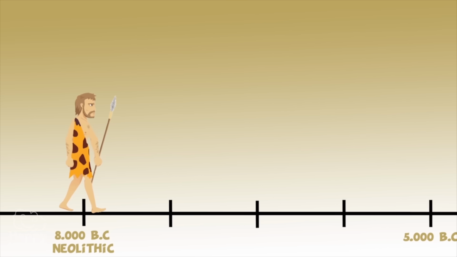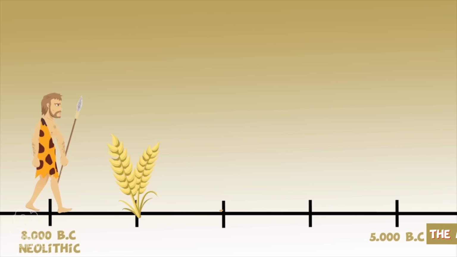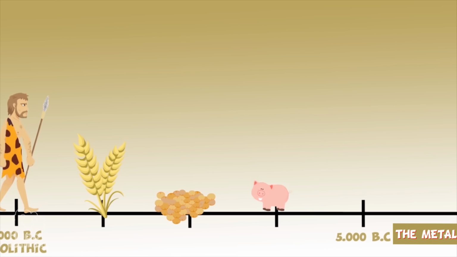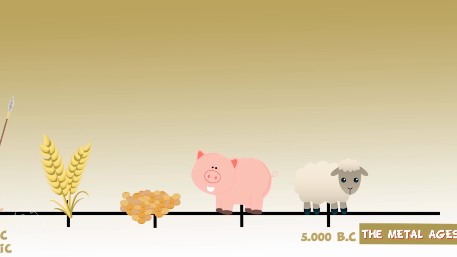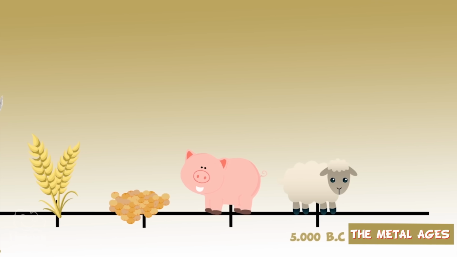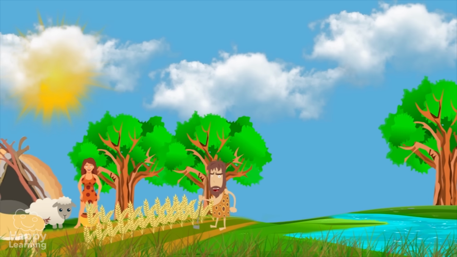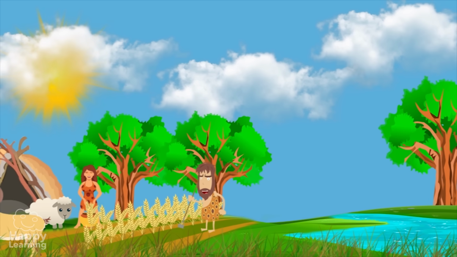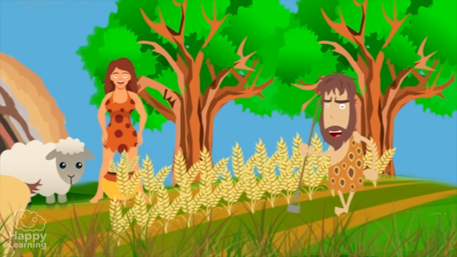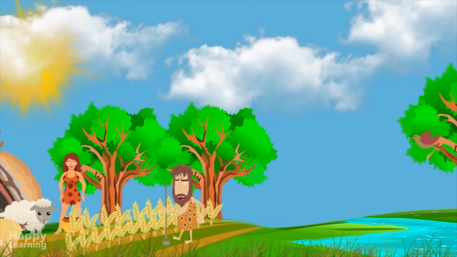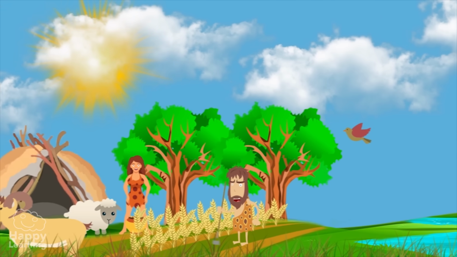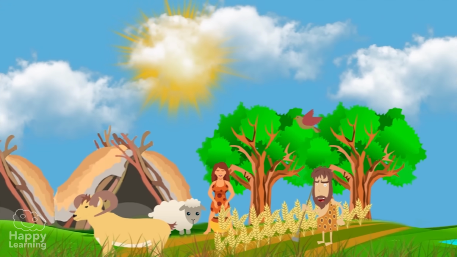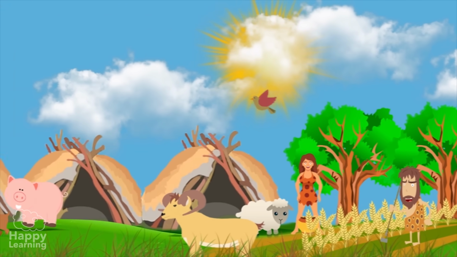The Neolithic started 8,000 years before Christ, when we discovered agriculture and farming, and it finished 5,000 years BC with the beginning of the Metal Ages. Men and women in the Neolithic produced food by cultivating the land and domesticating animals. We can say that they were the first farmers and agriculturalists of our history.